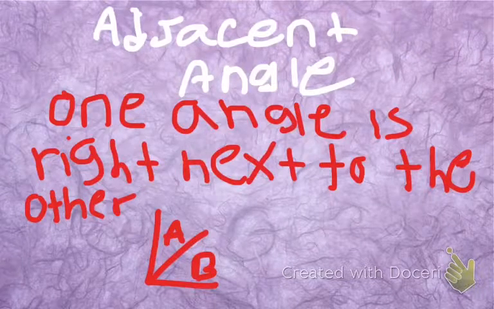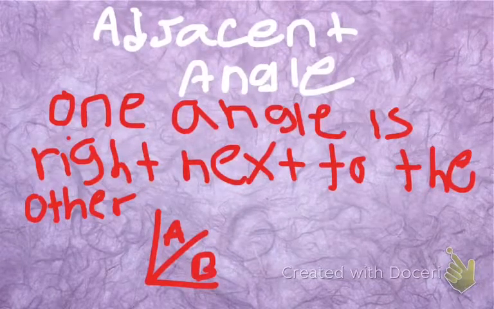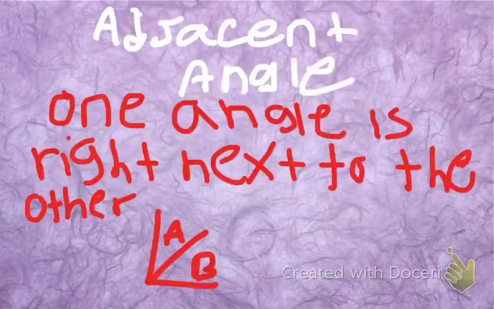Next one is adjacent angle, and that is when one angle is right next to the other, and the example would be angle A would be adjacent to angle B.